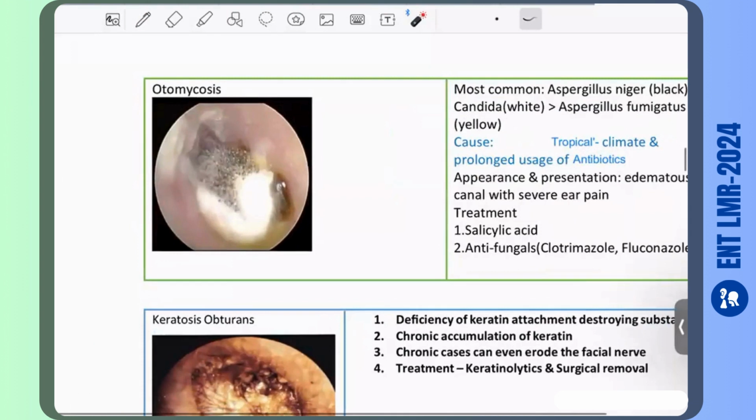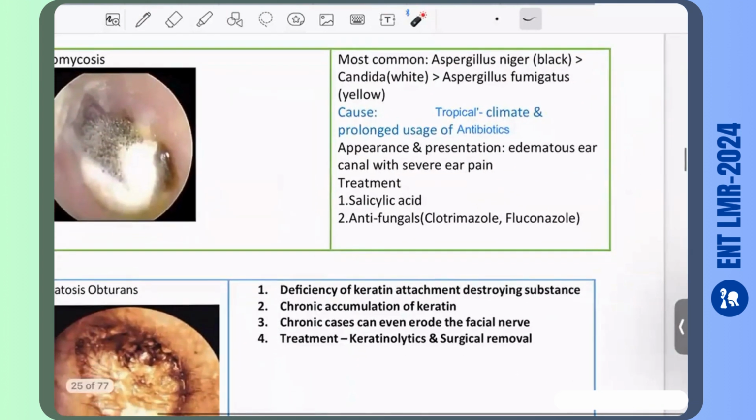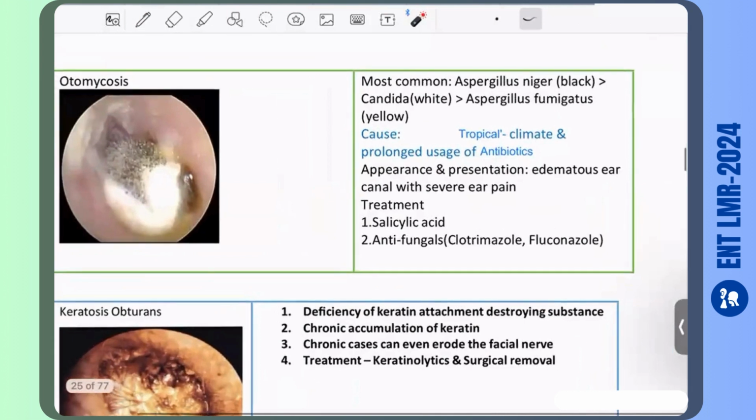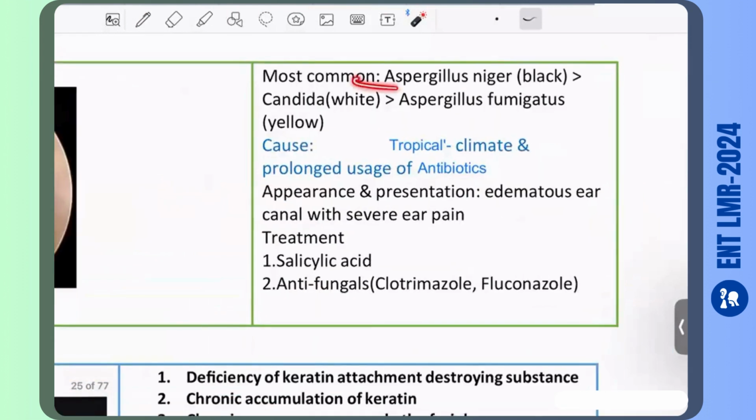If there is too much humidity or moisture inside the ear, it can lead to fungal growth. The most common fungus affecting the ear is Aspergillus niger, which will have black colonies. Candida will have white colonies, and Aspergillus fumigatus will have yellow colonies. The cause is tropical climate or prolonged usage of antibiotics. The patient will have an edematous ear canal with severe ear pain. Treatment is salicylic acid or antifungals such as clotrimazole or fluconazole.